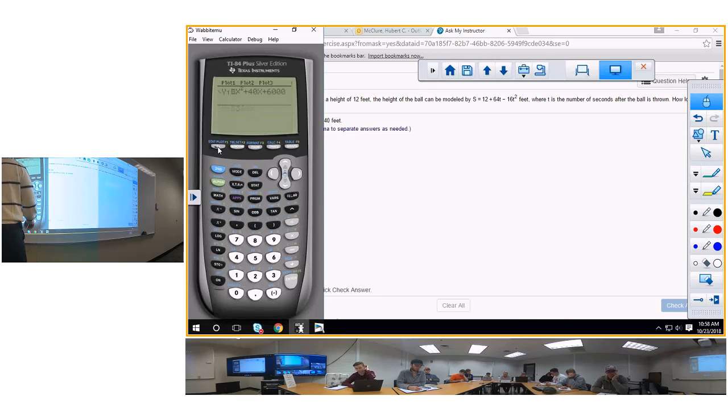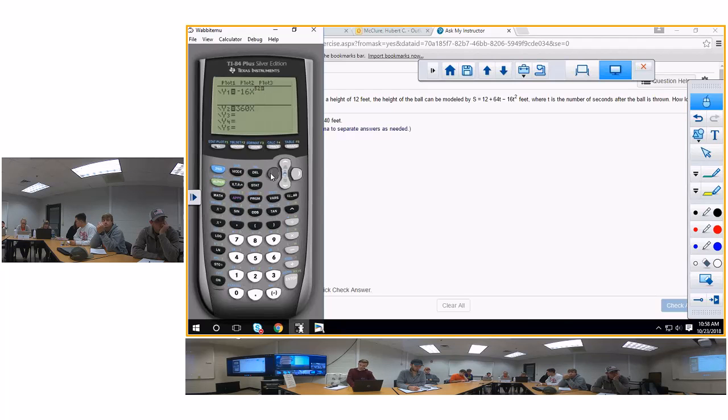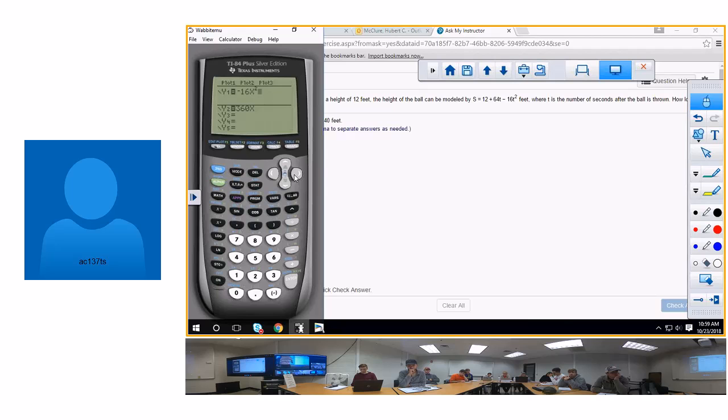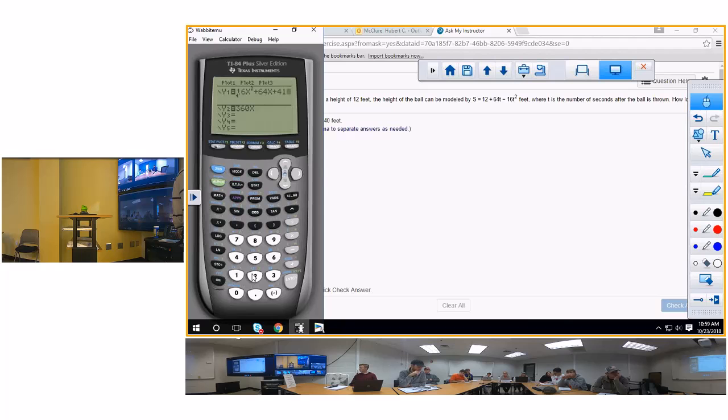All right, clear. And that's going to be negative 16t squared plus 64t plus 12.